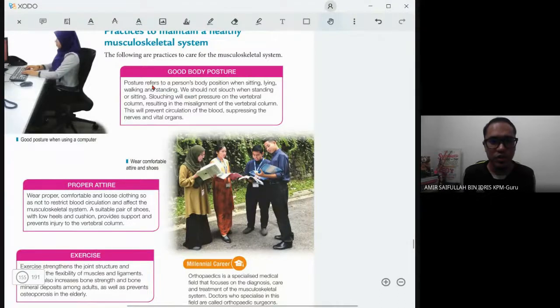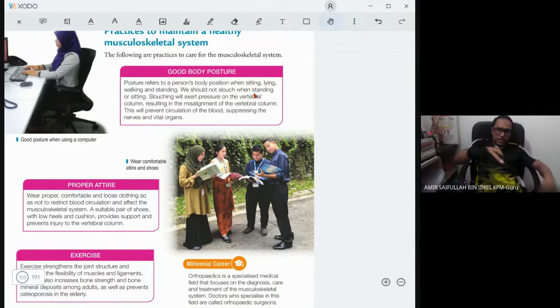Okay. So when sitting, when sleeping, when walking, make sure you stand properly. Make sure you have a good body posture. We should not slouch when standing or sitting. You know, slouch, sit like this. You sit like this. Macam orang malas.